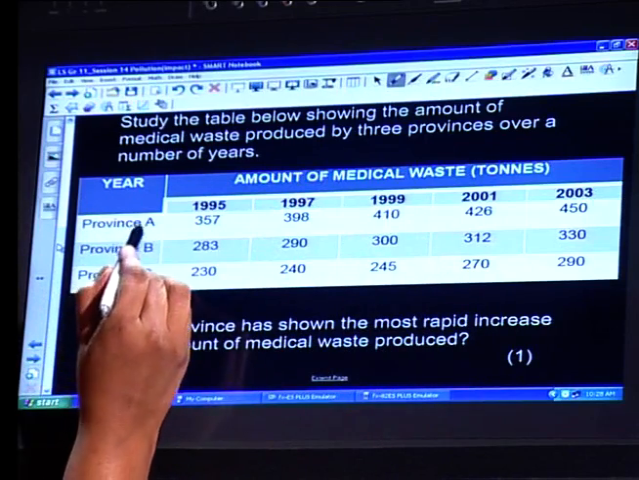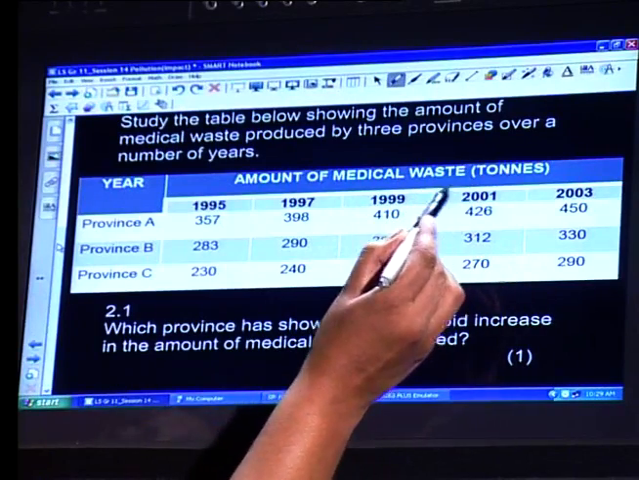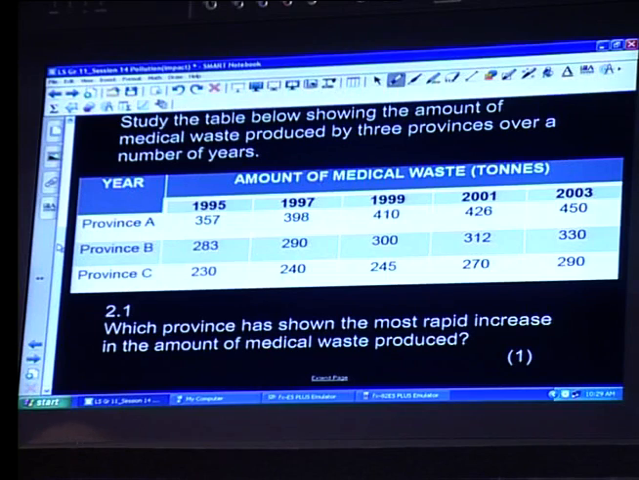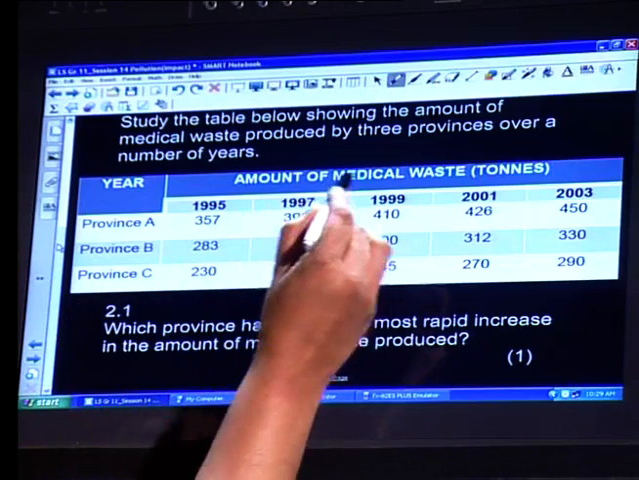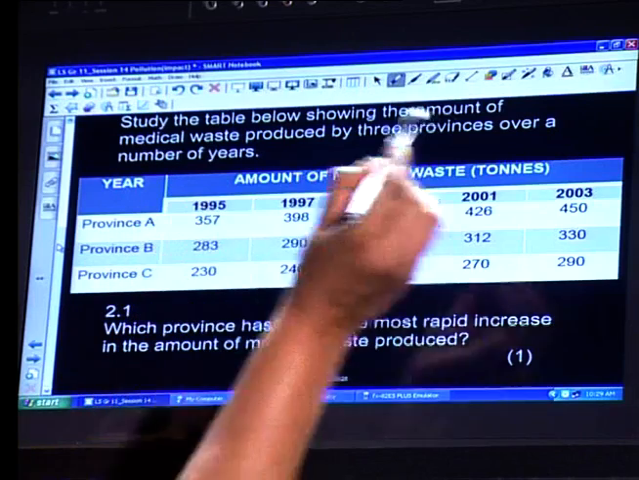Now let's look at, there are 3 provinces, A, B, and C, over the years 1995 to 2003. So let us say if a graph was asked, you have to draw a bar graph or a line graph, you always need a heading. What would your heading be for a graph, any graph for example? It would be graph, bar graph or line graph or pie chart showing the amount of medical waste in tons in 3 provinces over the years 1995 to 2003. Again, it will be graph showing the amount of medical waste in tons in 3 provinces over the years 1995 to 2003. That heading ensures that you have all the factors captured in your heading, all the data.